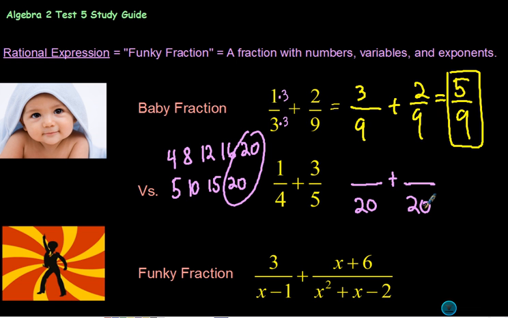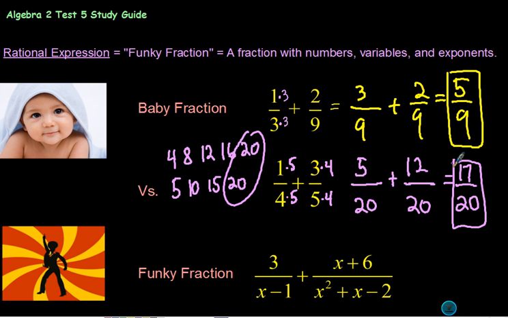And then I have to go back and say, okay, what can I do to these two numbers to make that happen? Well, I'd have to multiply that one by 5, and I'd have to multiply that one by 4. And then once you get common denominators, you can add it up from there. So that's what you do with the baby fraction.